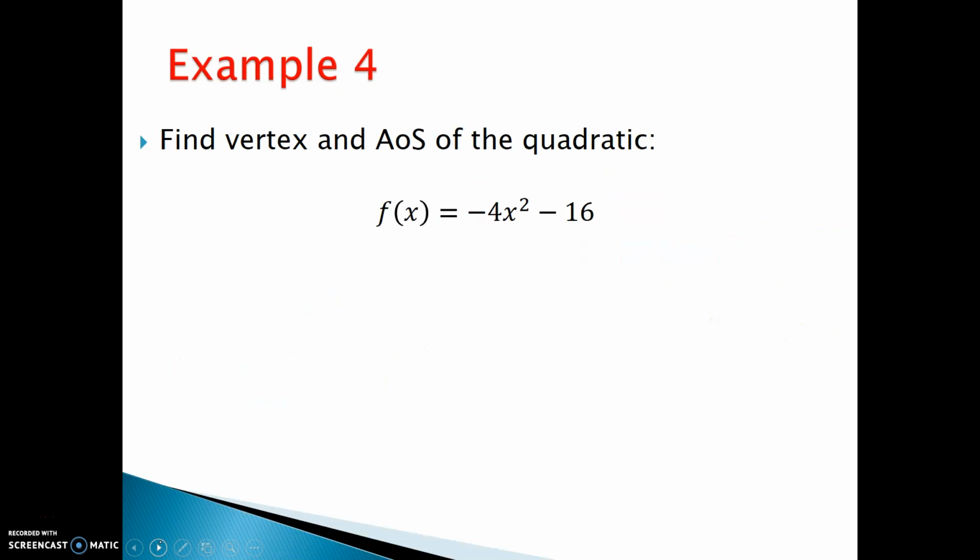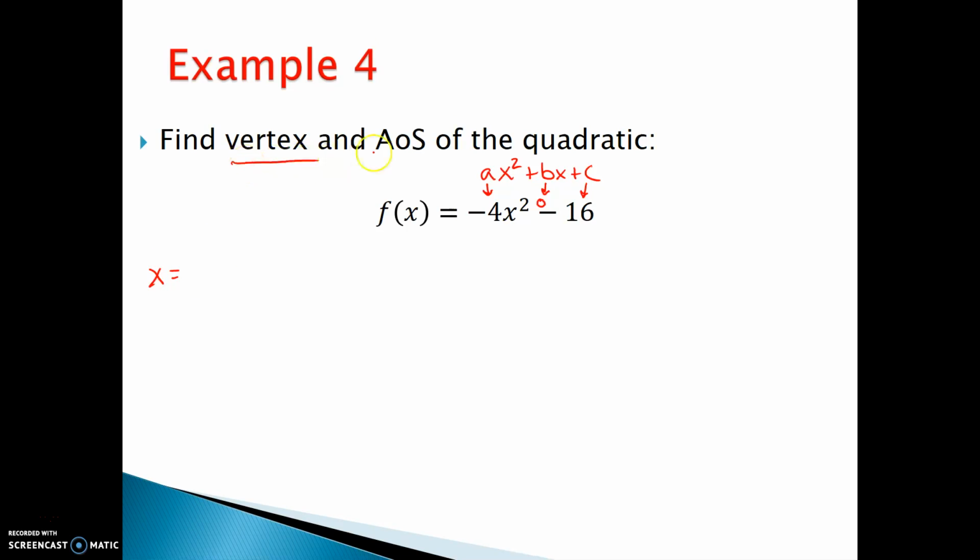Now, this one's special because, if you can see, it's actually missing the b term. This is normally ax squared plus bx plus c, and I'm missing that b part. My a is -4, but there's no b, so my b is actually going to be 0. C is -16.